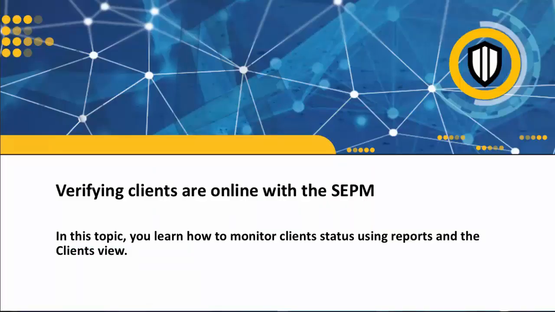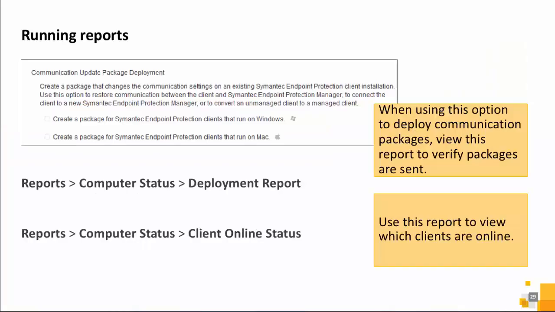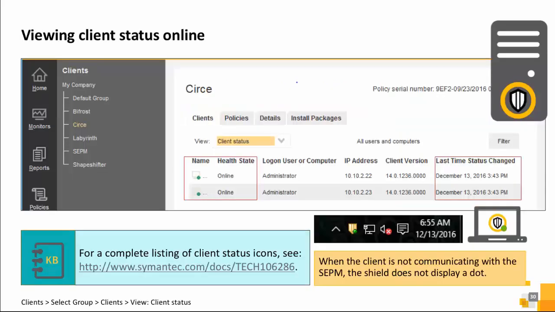This is the Verifying Clients Are Online with the SEPM topic. Use the deployment report to ensure that the sylink.xml file is copied to clients, and then use the Client Online Status report to view which clients are actually online. You can also check the client's status from the SEPM and on the client interface.